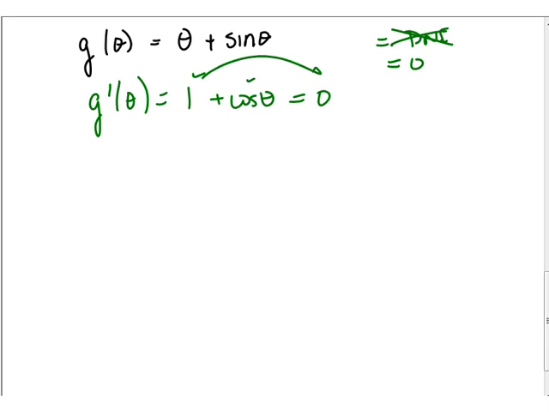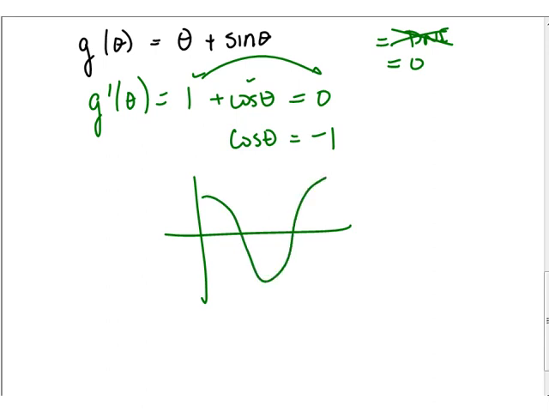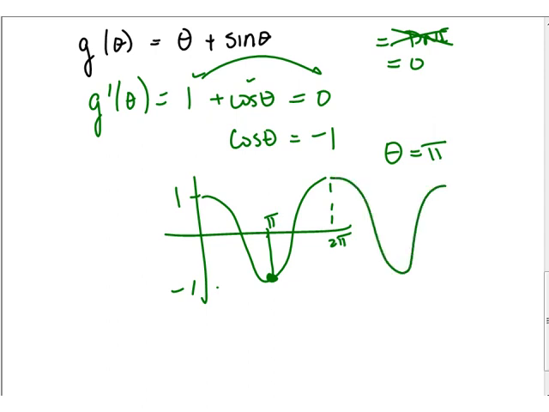So I'm going to move the plus 1 over, and then I'm going to use the graph of the cosine function to help me answer when it is equal to negative 1. So here's my regular cosine graph, and when is it equal to negative 1? At pi. So theta equals pi. But remember, cosine is continuous, so that means that the next one would happen at 3 pi and the next one would happen at 5 pi.